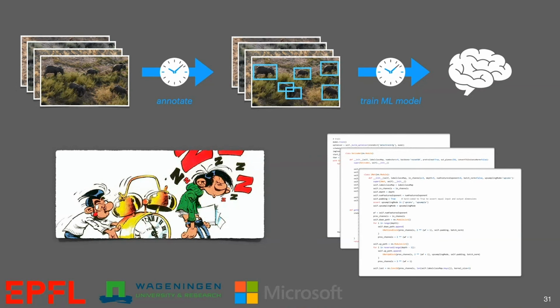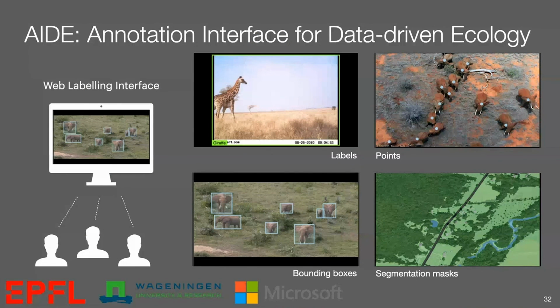And in this project, we wanted to solve both of these at once. It's a software product called AIDE, which stands for Annotation Interface for Data-Driven Ecology, a bit of a retrofitted name. But what it basically is, is a web labeling interface, which allows you to label various different types like image labels, points, bounding boxes, and pixel-wise segmentation masks. Instance segmentation will come, and it allows multiple users to label images at the same time through the web, through the internet, or through your local network.